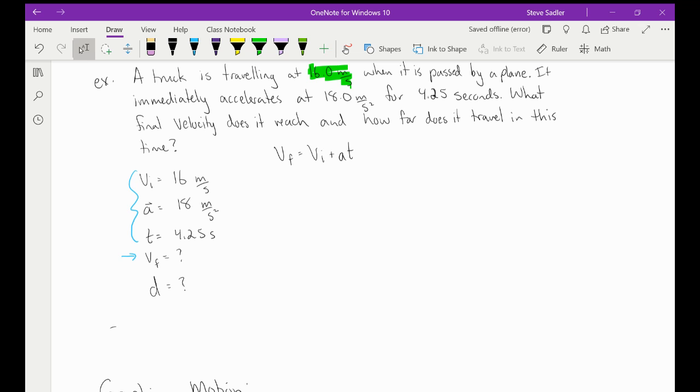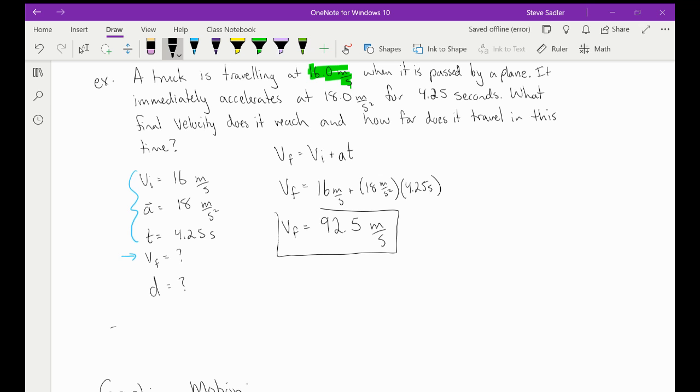So let's plug in what we know. We don't even have to rearrange this. That's the best part. We don't have to do any formula manipulation because V final is already isolated. So 16 meters per second plus 18 meters per second squared multiplied by 4.25 seconds. And our final velocity, if we calculate all of that, will become 92.5 meters per second. That's incredibly fast, but it's a made-up physics problem, so it doesn't really matter.